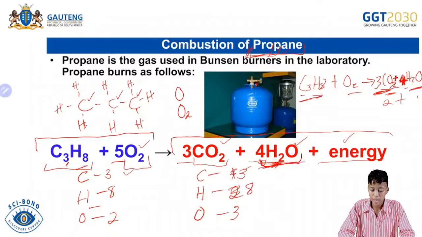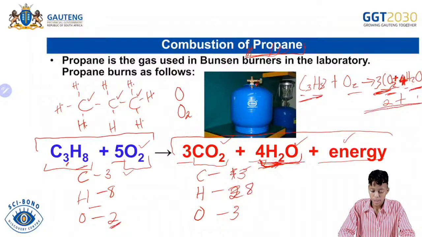You can see that you have a total of what? Of 8 hydrogens on the right hand side. From there you move on to the oxygen. The oxygen, how many oxygens do you now have on the left-hand side? You said you have 2 on the left-hand side. And then since you made changes, it means that the oxygens on the right-hand side also changed.